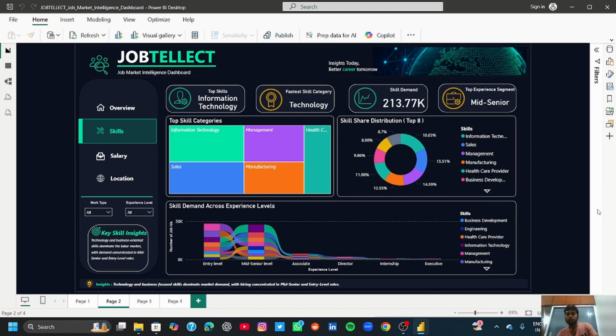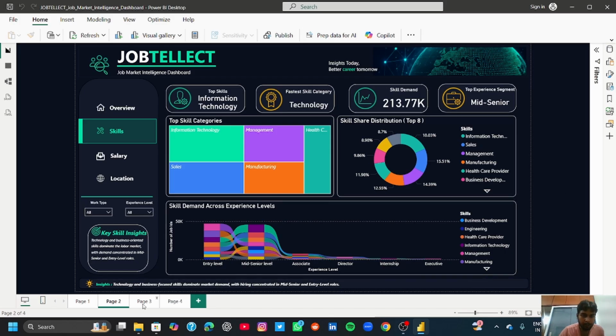The main insight of this page is that technology and business-focused skills dominate the market demand, with the hiring concentrated in the mid level and also the senior level. The main key insight is that technology and business-oriented skills dominate the labor market here, with the demand concentrated in the mid-senior and also the entry level.